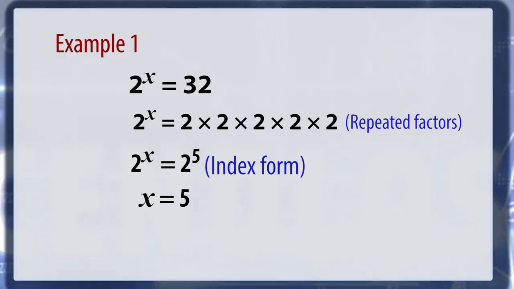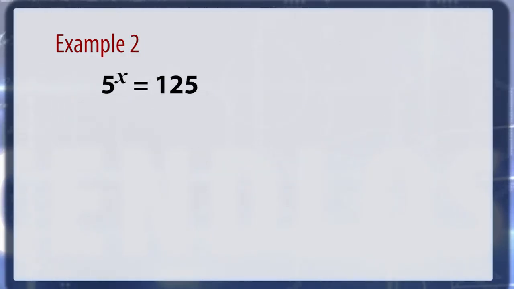Let's look at another example. We have to solve for x, and we have 5 raised to the power x is equal to 125. Again, you will find that the exponent is the variable. So we will try and change the bases so that they are equal. Then we can equate the exponents to find what x is. Now, so what do we do here?